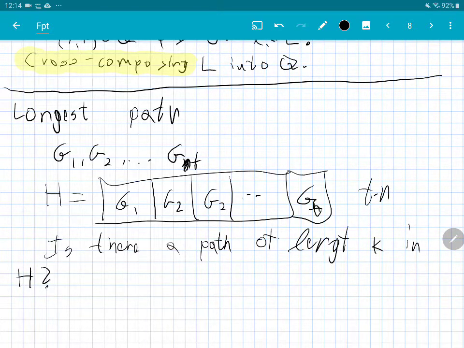Right, where k of course is n in this case, right? If we are asking whether in any of those instances there is a path of length n, because we asked all those instances to be equivalent, for example, the Hamiltonian path problem. So that's the question, right? And clearly it's a composable problem, right?